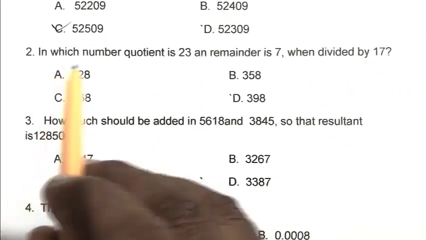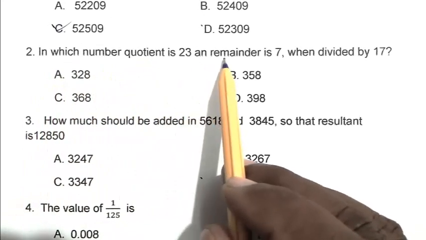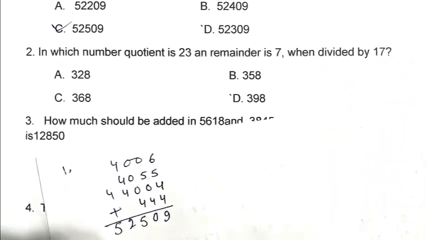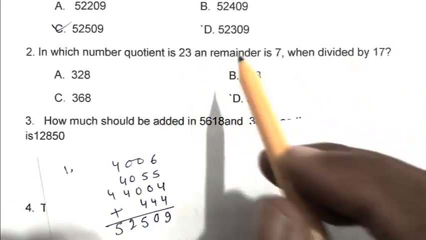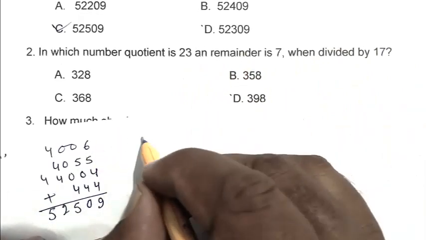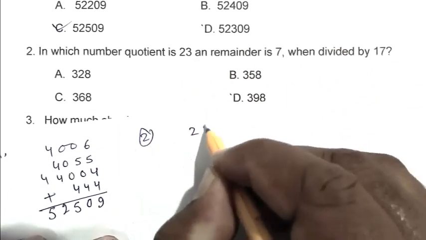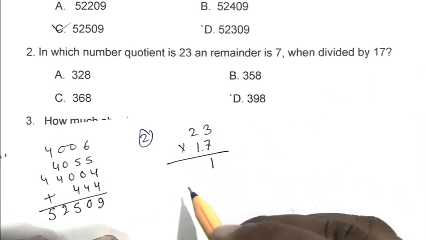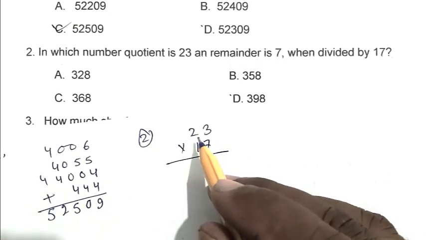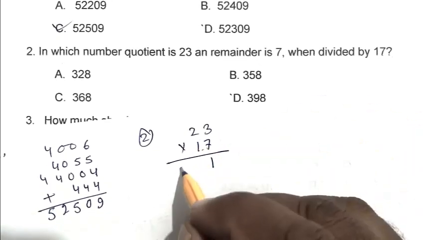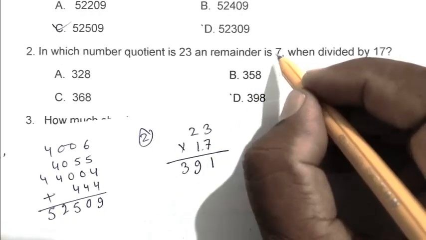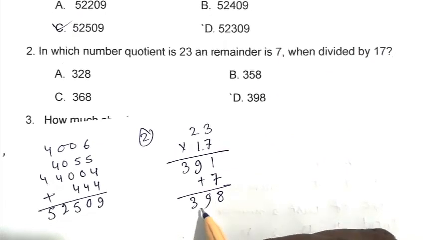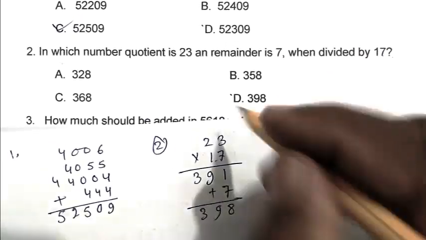Question number 2. In which number quotient is 23 and remainder is 7 when divided by 17? So first we multiply 23 with 17 and add 7. 23 into 17: 17 times 3 is 51, 1 carry 5, 17 times 2 is 34, plus 5 is 39. We add 7 with the number, we get 398. So D is the right answer.